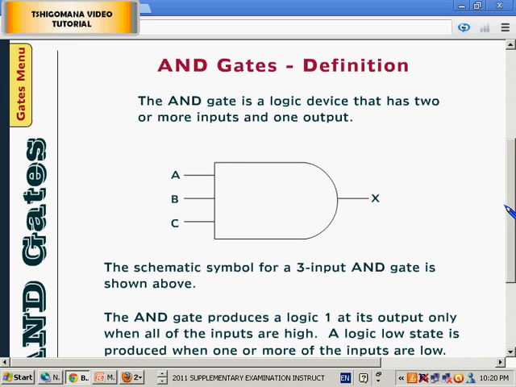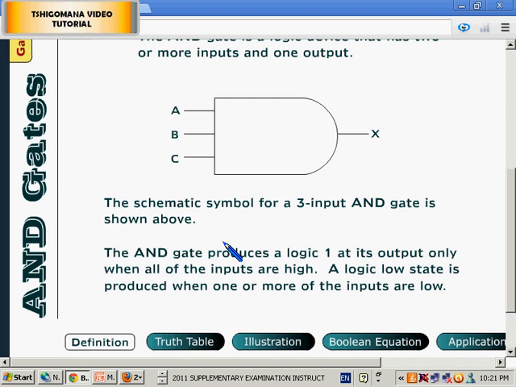The AND gate is a logic device that has two or more inputs and one output. Let me repeat this for the sake of effect. The AND gate is a logic device that has two or more inputs and one output. Right, this is the schematic symbol. This is the schematic diagram of a 3-input AND gate that is shown above.